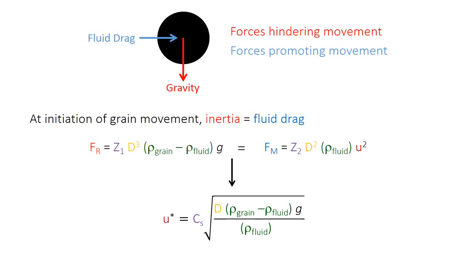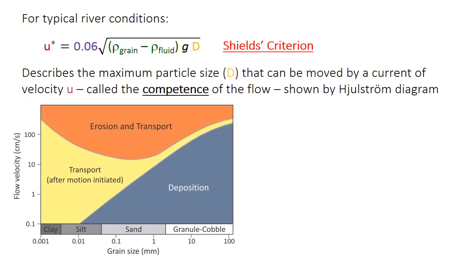So we can even simplify this a little bit, as we'll see in the next slide too, because for typical river conditions, this constant term is around 0.06. That number is determined just by trial and error through experiment. And because the fluid density is approximately 1 gram per cubic centimeter, we don't have to divide by the density of the fluid, so the equation can be simplified like this.